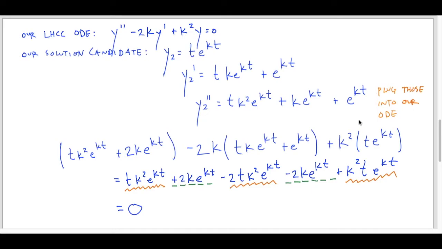And then I plug those into the left-hand side of my ODE. That yields this big expression here. And then if I've done everything correctly, when I distribute and then collect like terms, sure enough, the left-hand side all cancels out, and so it equals 0. So my differential equation is satisfied, and so this y sub 2 is a solution to my differential equation.